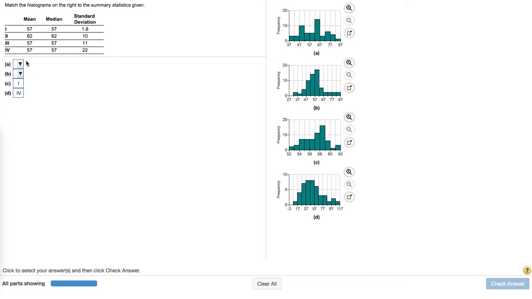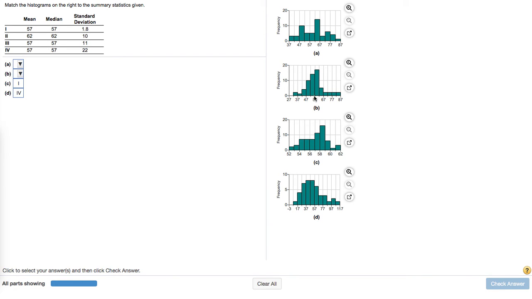And that leaves us with A and B. If you look at the last 2 options, we have a standard deviation of 10 and 11. So that's really close. That means we're going to use this other information to distinguish the 2 graphs. So let's go back to these 2 choices. I'm going to start with this one, option 2. I see the mean and the median are both 62, and the standard deviation is 10.